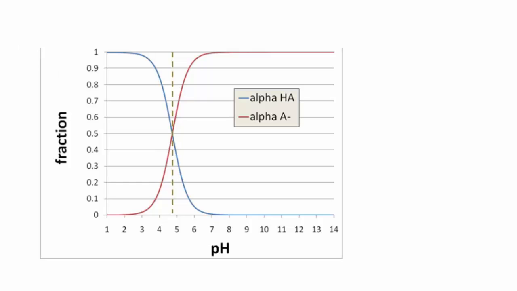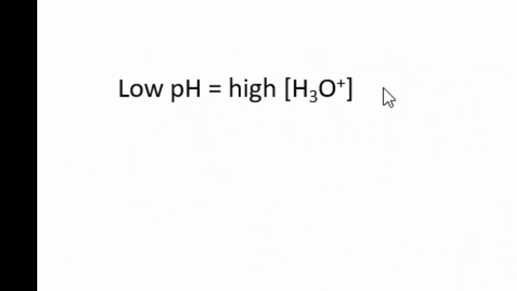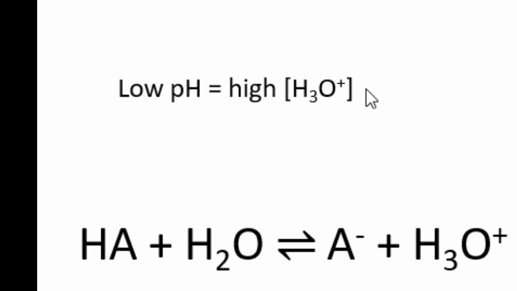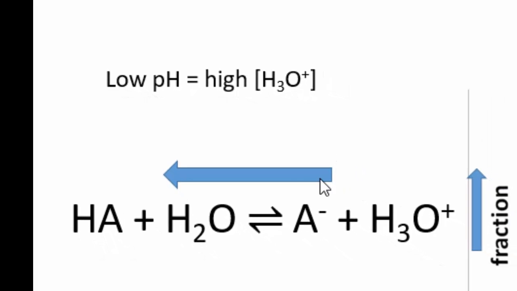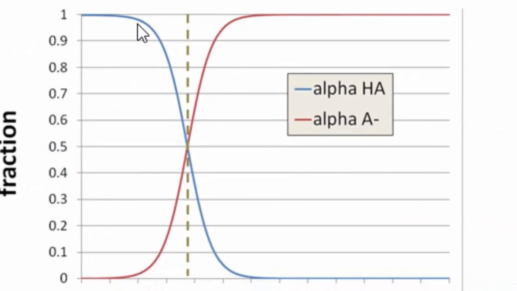So let's break this down a little bit. Think about the chemistry that's described by this diagram. Let's look at low pH. Well, low pH means high concentration of hydroniums. So let's look at this equation written this way. And high concentration of hydroniums will, in Le Chatelier's principle sense, push the equilibrium towards the left. And if the concentration of hydronium is high enough, it will push all the molecules into their protonated form. So that's why the fraction that's protonated always goes to 1 at very low pH.